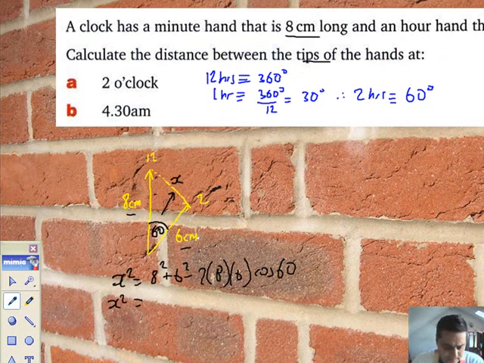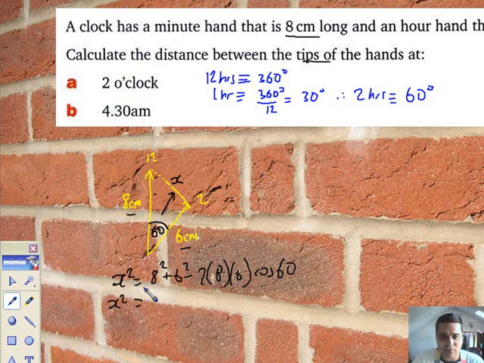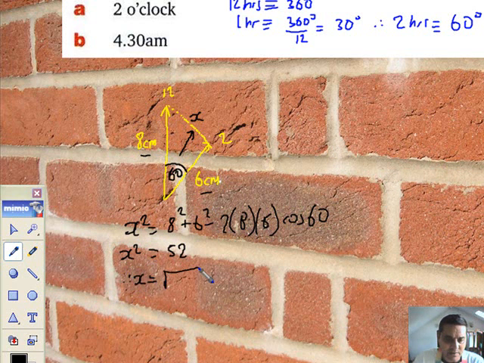Well, 8 8s are 64, plus 6 6s 36, minus 2 times 8 times 6, and hit the cos button, cos 60. So all that's written on the screen there, all that has been put into the calculator, and equals. Right, all that has come to 52. So therefore, x is going to be the square root of 52, and the square root of 52 is going to be something, I'm sure. Yes, it is something. It is 7.2 centimeters in length.